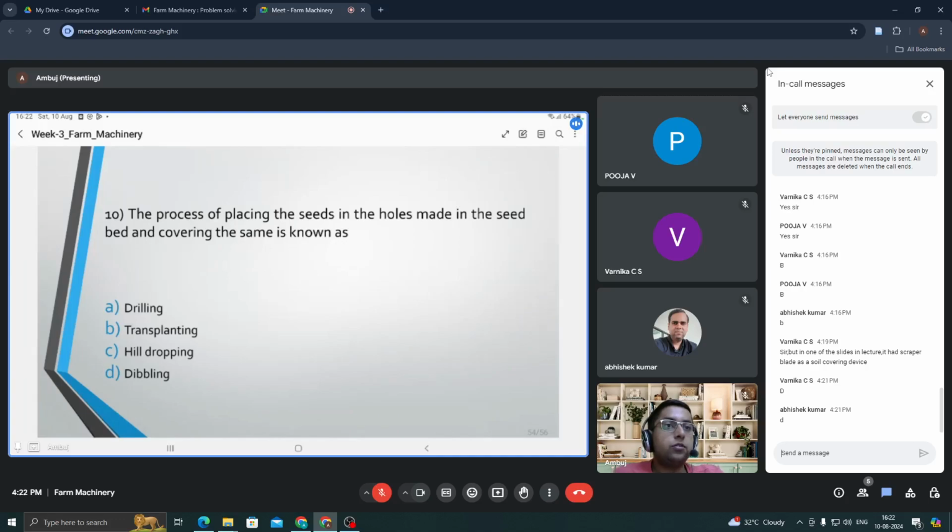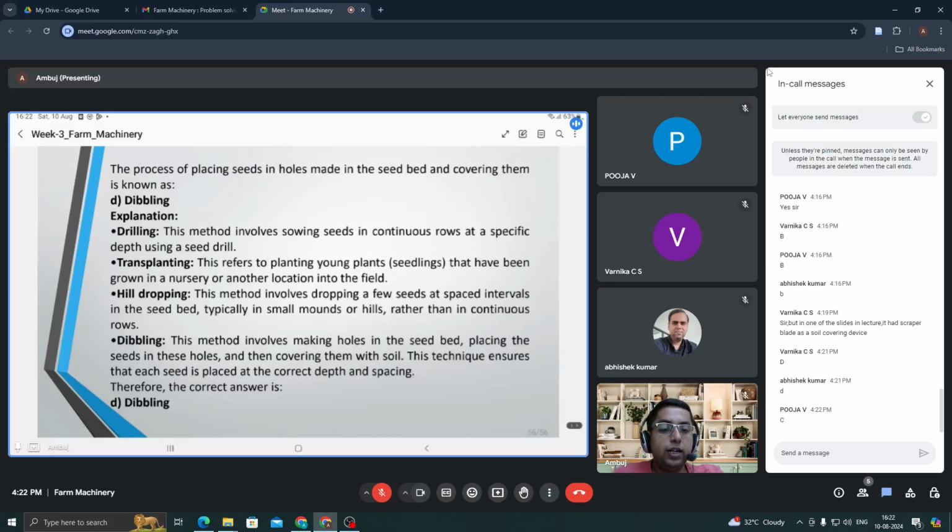Any other response? Yes, hill dropping. Good. The correct option would be dibbling only. Dibbling, drilling, transplanting, hill dropping were the options. The first one was drilling. It involves sowing the seeds in continuous rows at a specific depth using a seed drill. The method of seed placement in case of a seed drill is known as drilling.